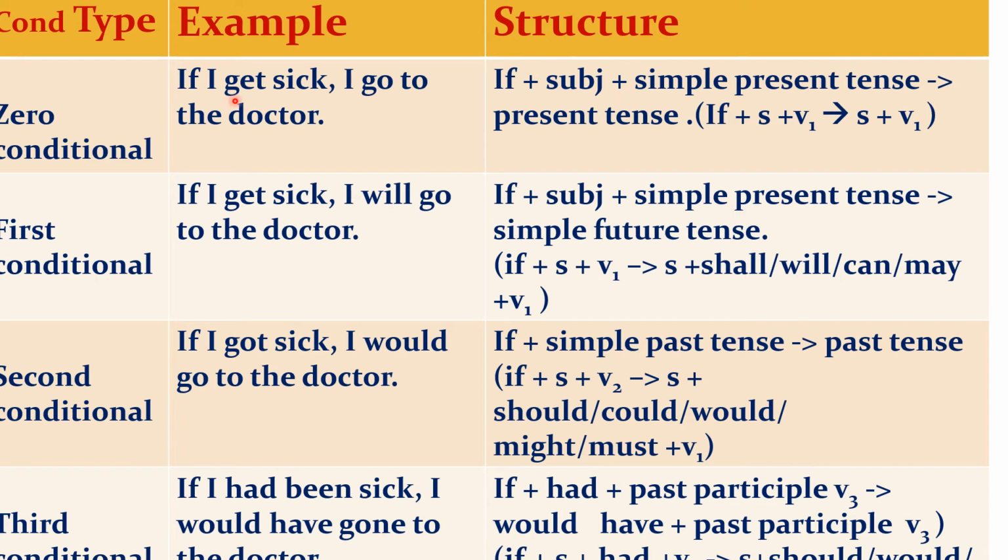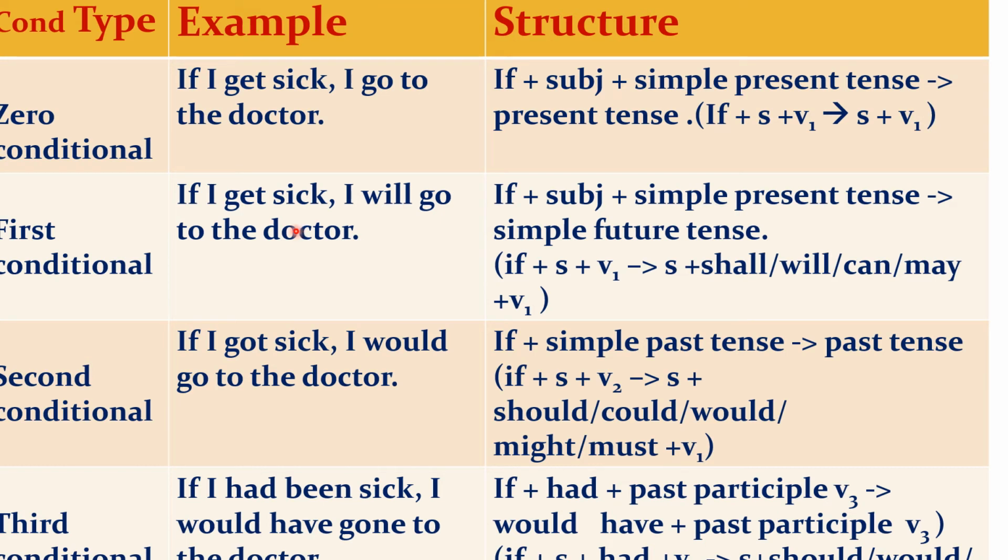If plus subject, the simple present tense. Here, simple present tense. In the result section also, simple present tense. This is the structure of zero conditional. First conditional: if I get sick, I will go to the doctor. We use first conditional to talk about possible and likely future outcomes.